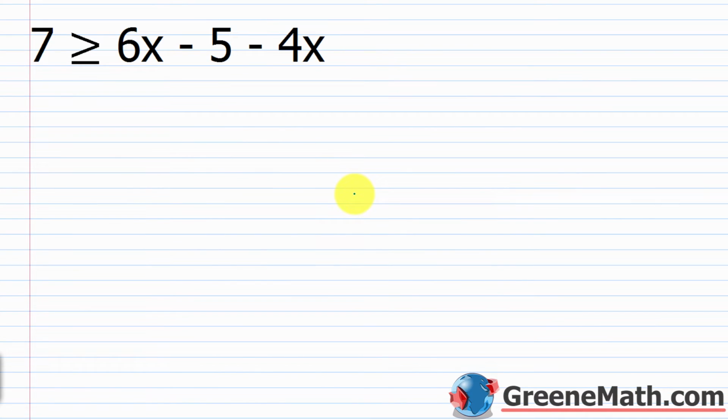All right, so now that we have those two properties under our belt, it's time to look at some sample problems. So we have that 7 is greater than or equal to 6x minus 5 minus 4x. So just like with an equation, I'm going to simplify each side first. So I have 7 is greater than or equal to 6x minus 4x, that's 2x, and then minus 5. Let me make this a little cleaner.